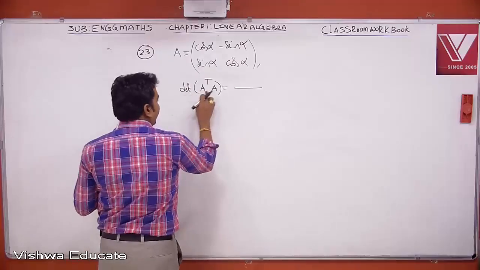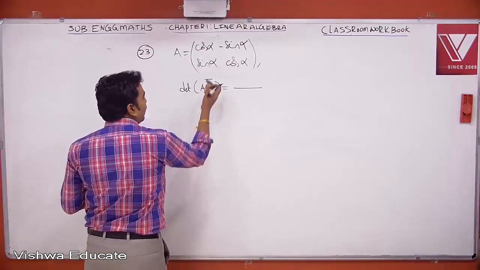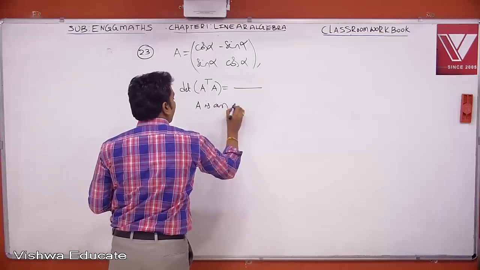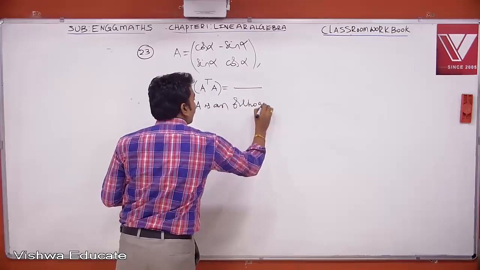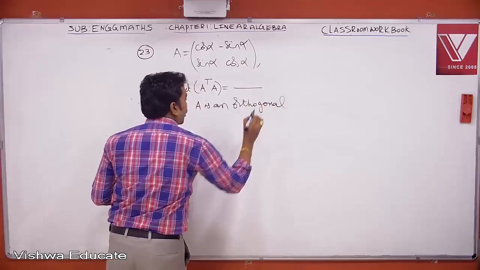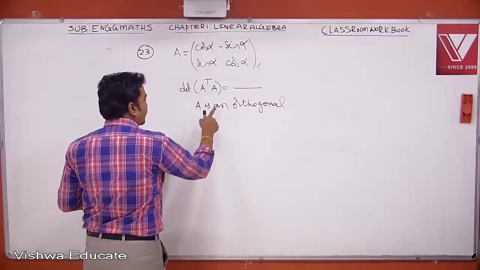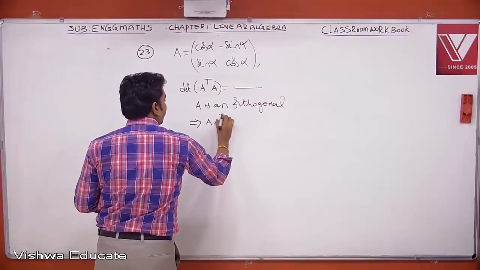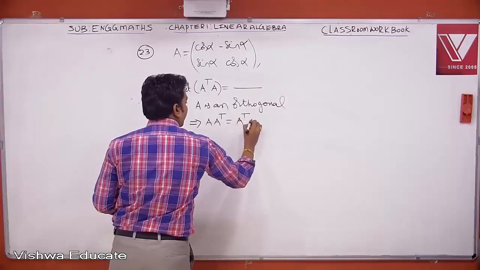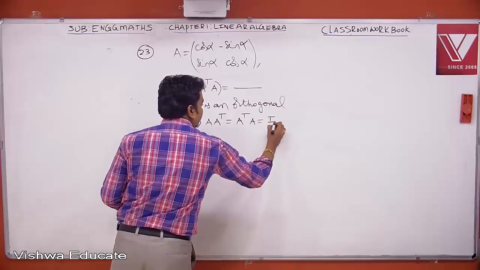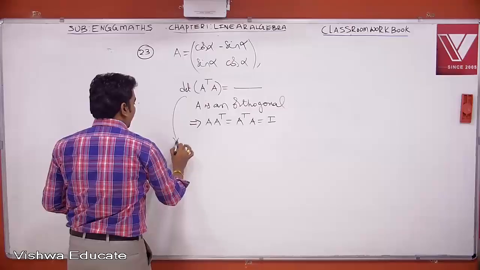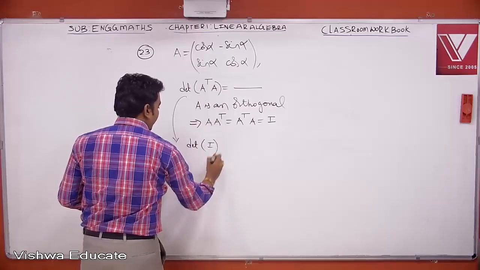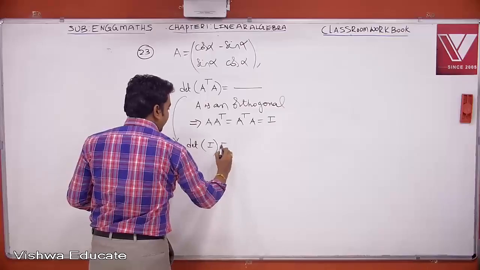Now it is in the form det of AB, or even when you observe this matrix, A is an orthogonal matrix. Since A is orthogonal, A into A transpose equal to A transpose into A equal to I by definition. Therefore, this A transpose into A is I. Det of identity matrix is 1.